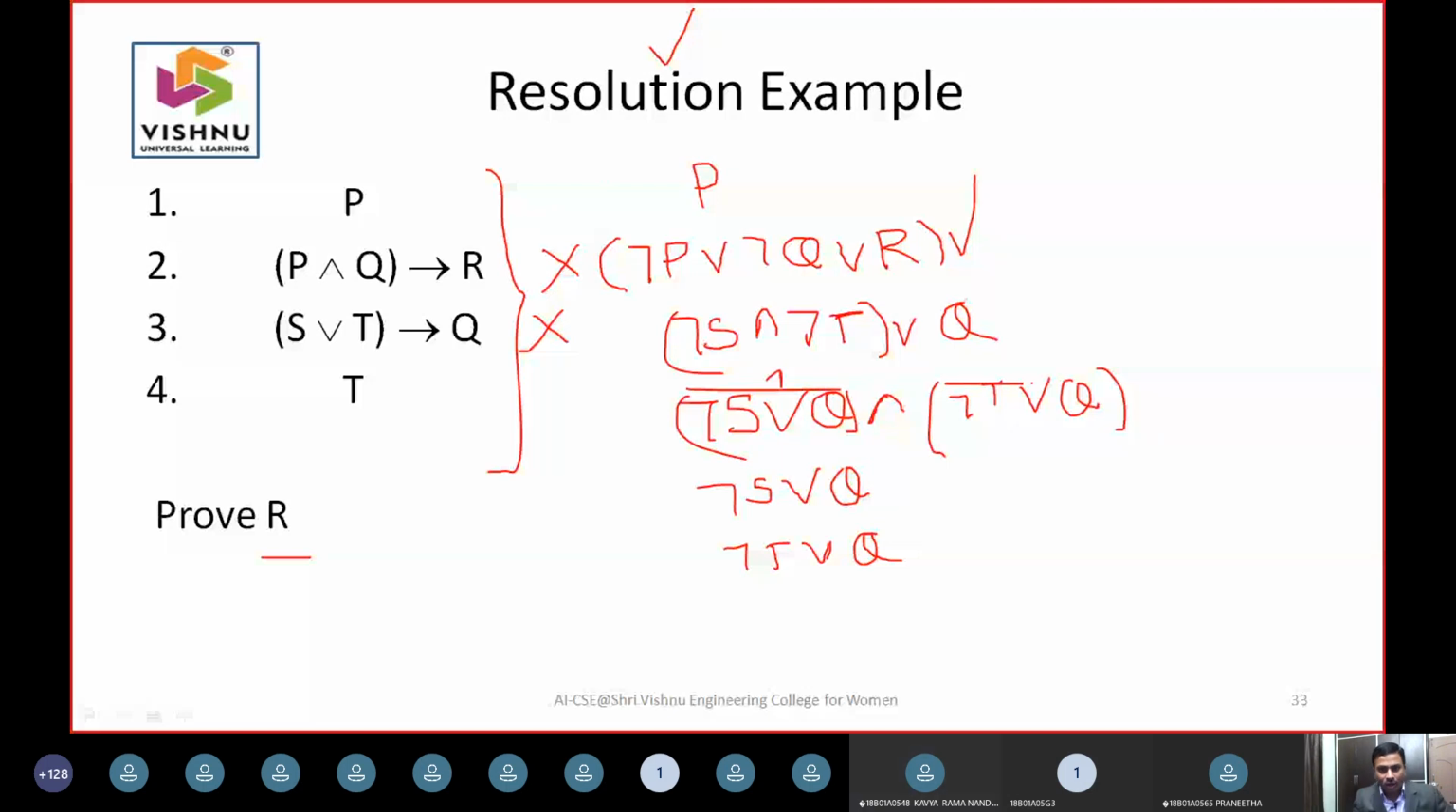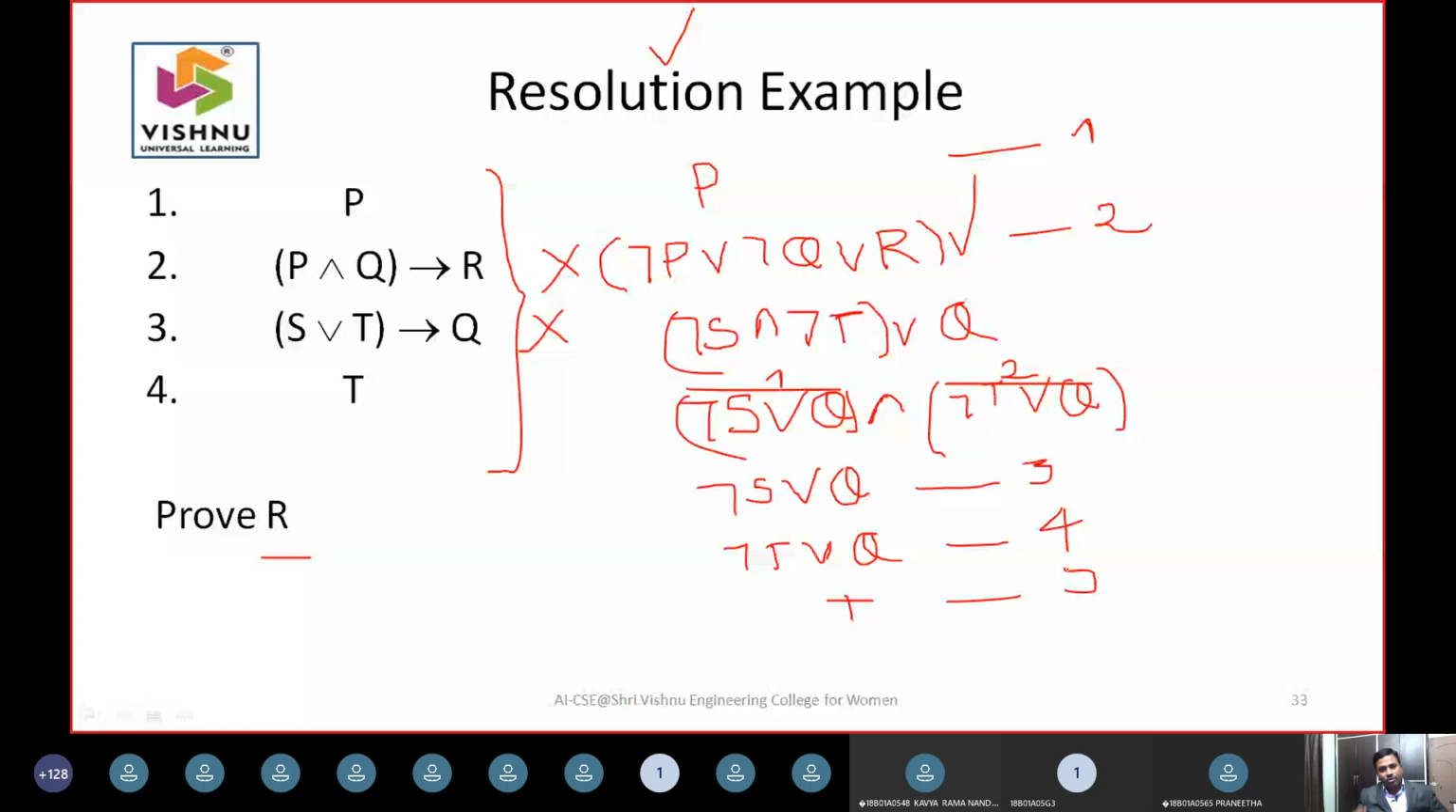So, sir, how many statements are there now? P is statement number 1. This is statement number 2. From this you got statement 3. From this you have statement 4. T was already given as statement 5.